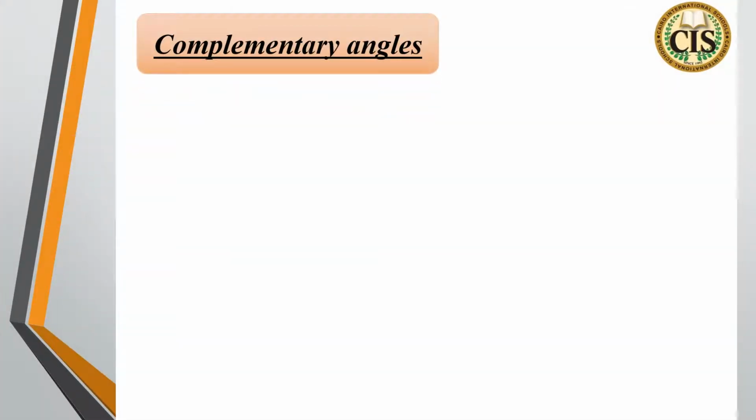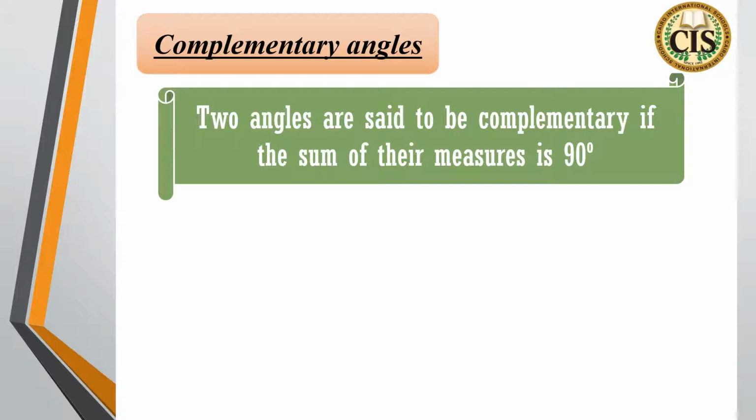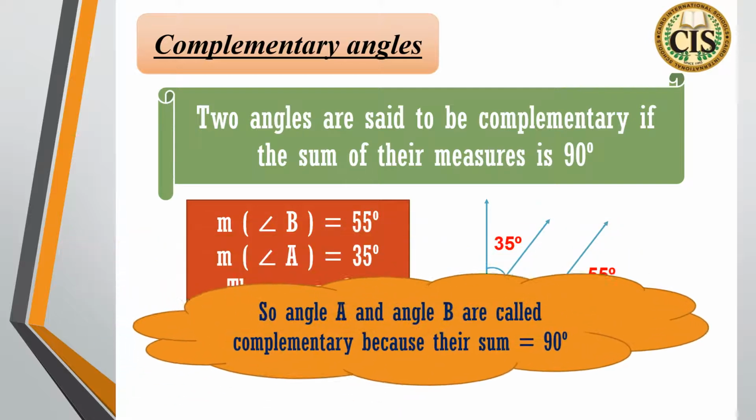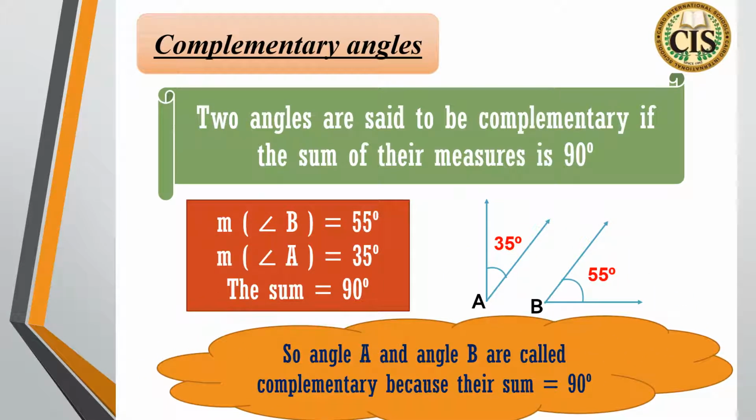Number 1, complementary angles. Two angles are said to be complementary if the sum of their measures is 90 degrees. If measure of angle A equals 35 and measure of angle B equals 55, their sum equals 90, so they are complementary angles. So angle A and angle B are called complementary because their sum is 90 degrees.